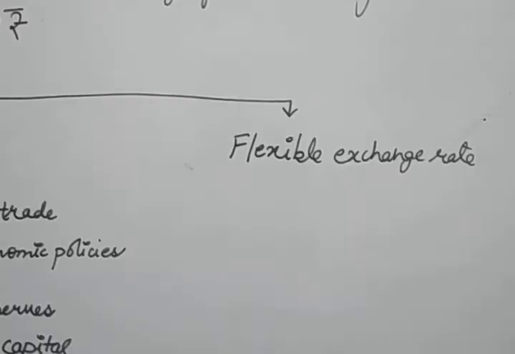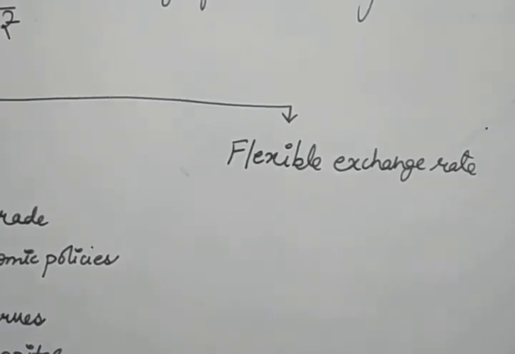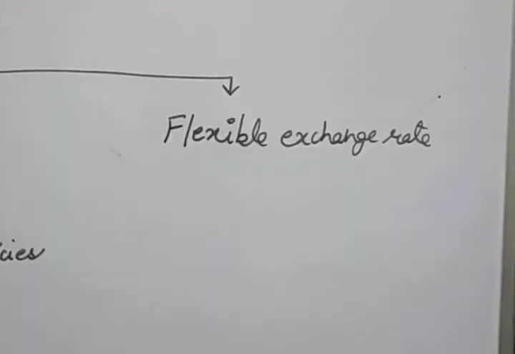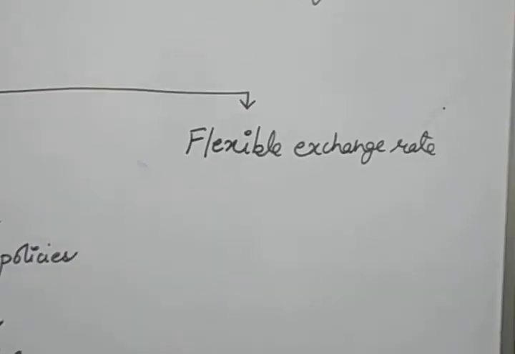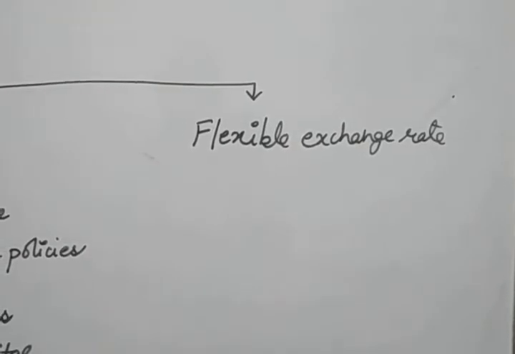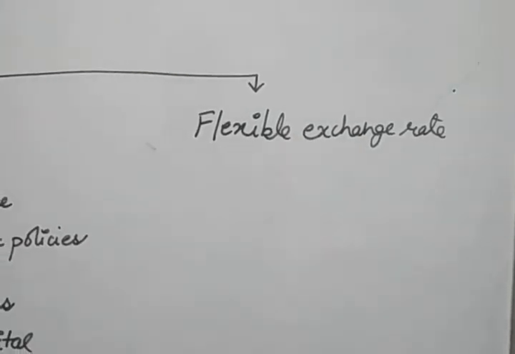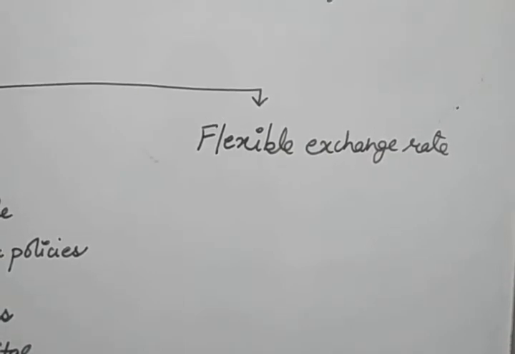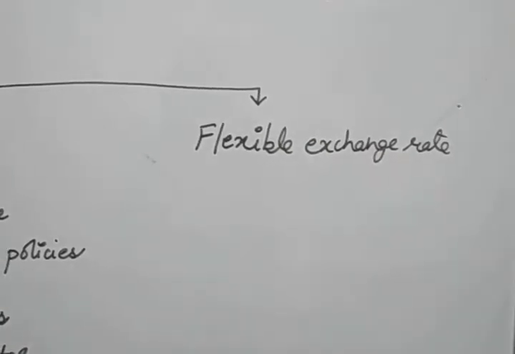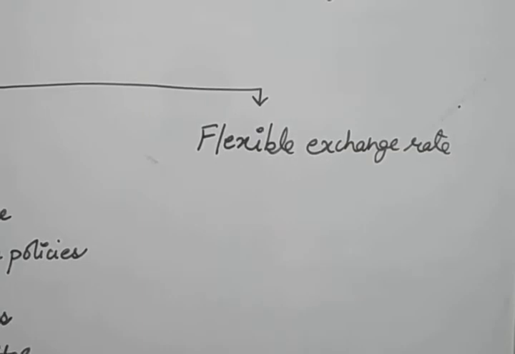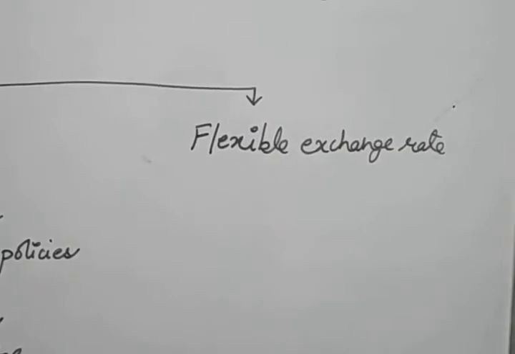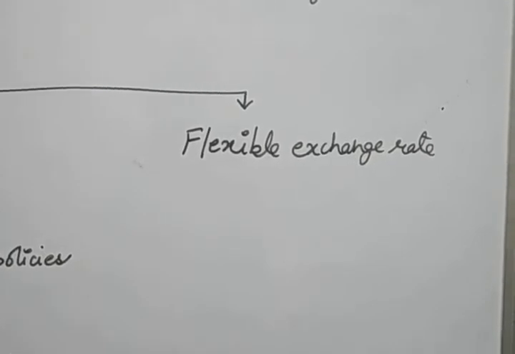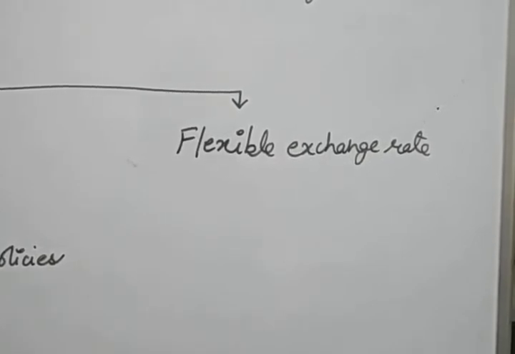Now let's start the second type of exchange rate system, that is the flexible exchange rate system. With the name it is clear, that means there is no stability; everything depends upon the market condition. This is flexible. So first of all, understand the meaning of this exchange rate system. The system of exchange rate in which the rate of foreign exchange is determined by the forces of demand and supply of foreign exchange is called the flexible exchange rate system.